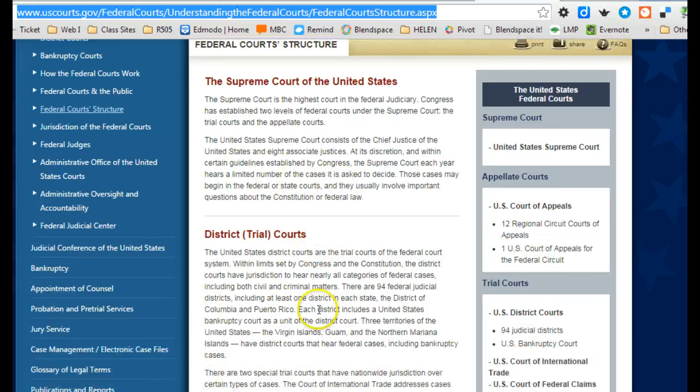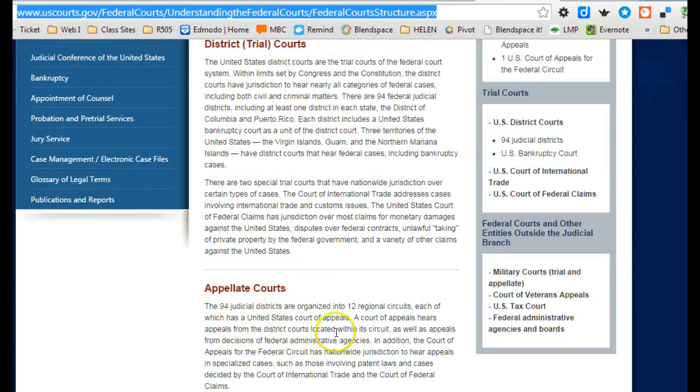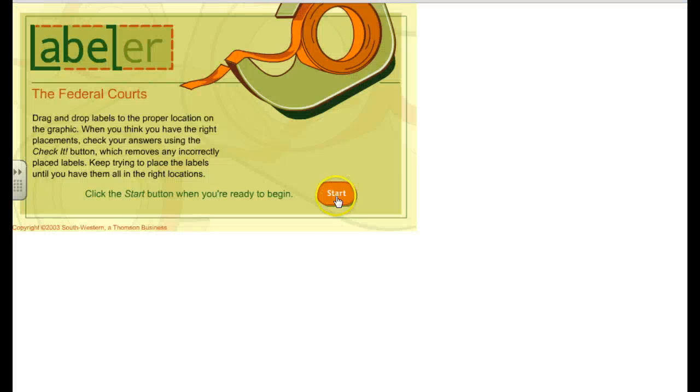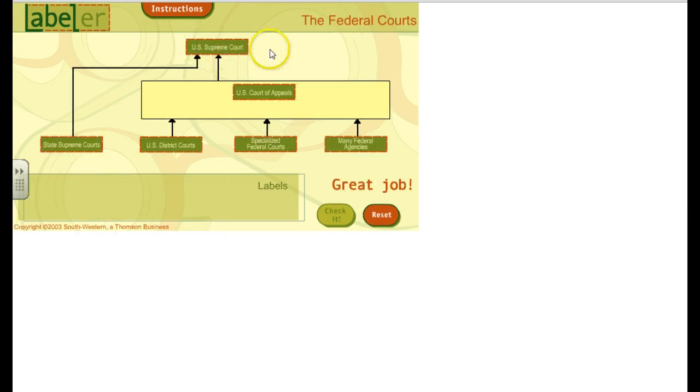We've got Supreme Courts, District Courts, and Appellate Courts. There are 12 circuits, and each of those has a Court of Appeals. And now let's see if we can put these in order. At the top, we've got our U.S. Supreme Court, and this just shows you the structure. The U.S. Supreme Court is the highest court. We've got our state Supreme Court over here on the side. Our district courts, our special courts, and our agencies, like the FDA, can all appeal their decisions to the U.S. Court of Appeals. If it needs to go even further, it would then head up to the Supreme Court.